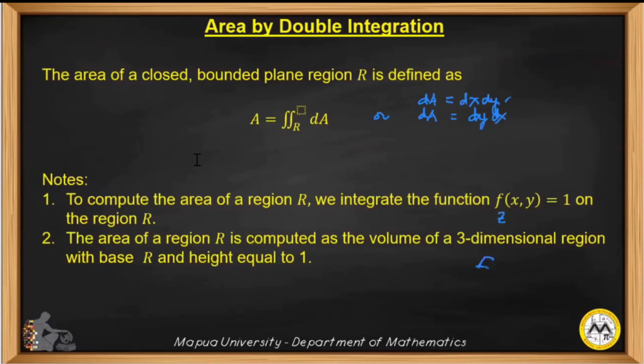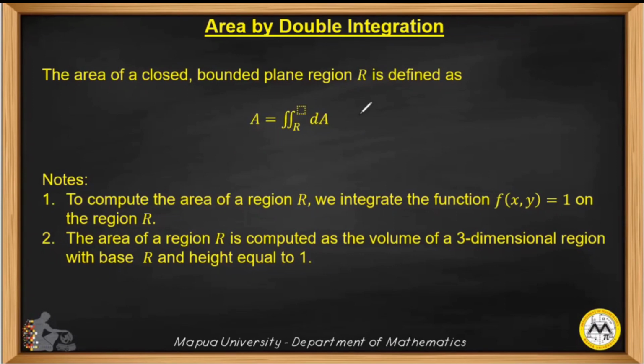Now, if we are interested in the area, to find the area by double integration, of course, in module 2, we learned how to find the area of the region R by ordinary integrals, and we used the rectangular element.